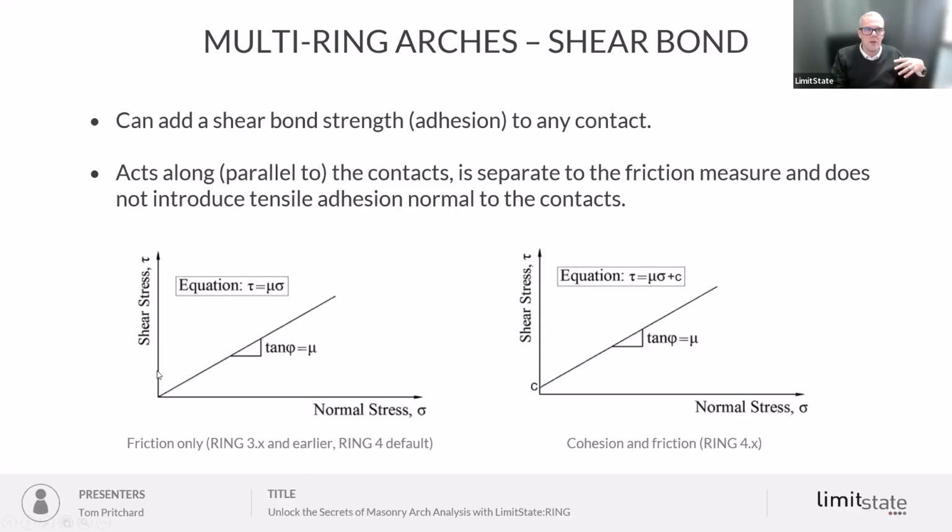It's important to note that there's zero shear resistance when the normal force is zero. In Ring 4, we've got this concept of a pedestal, C here, or an intercept on the shear stress axis, which allows the contact to resist a small amount of shear stress even before the frictional response kicks in. This represents the shear bond strength or adhesion, and it can be adjusted to model partial bonding between rings in a slightly more realistic manner.